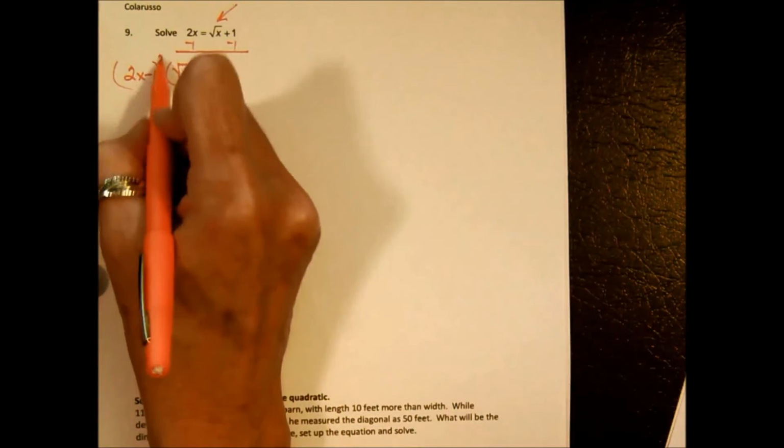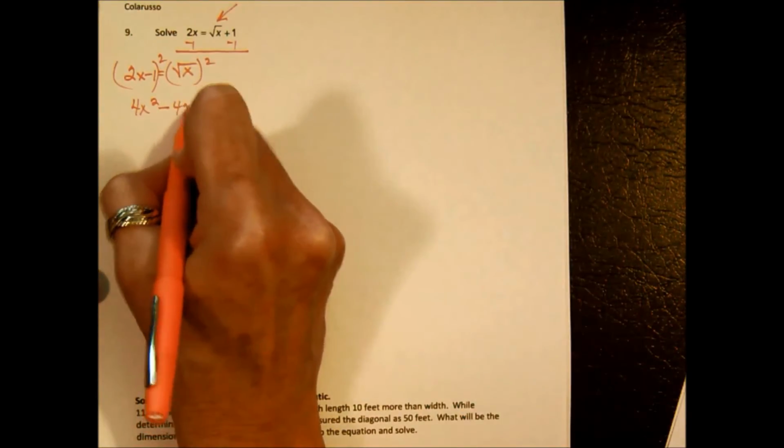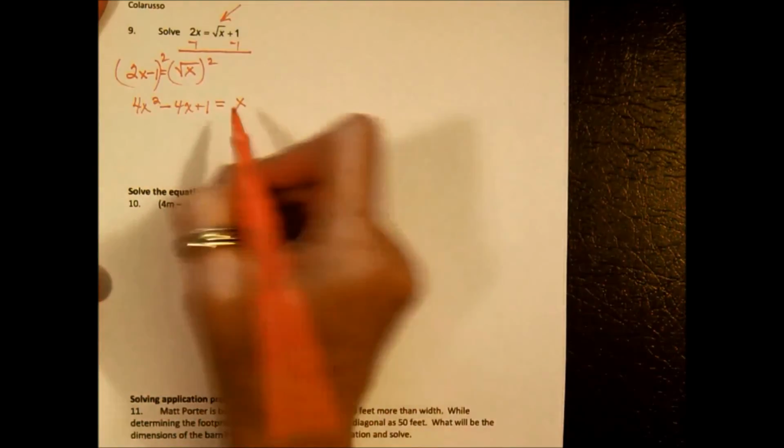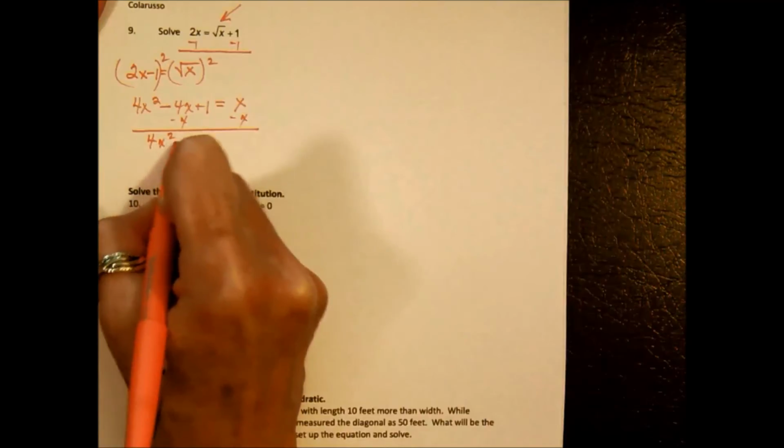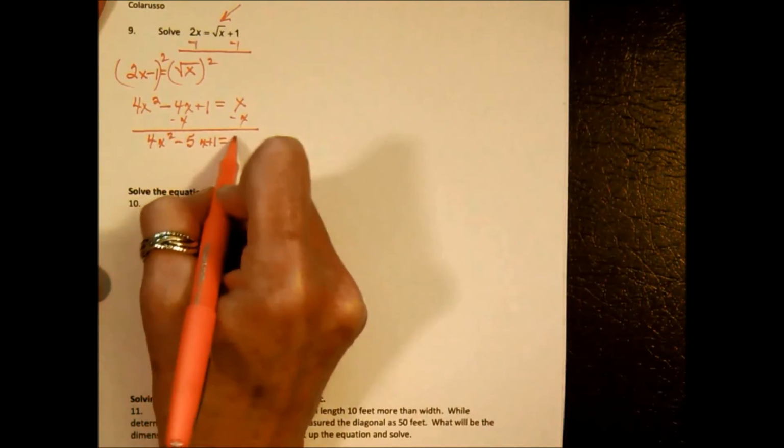So I square. Remember, this is a FOIL. Write it twice and FOIL it. When you do, you're going to get 4x squared minus 4x plus 1 equals x. Now since I see the squared term, I know it's quadratic, I want to get everything on one side equal to 0. So I'm going to subtract an x. I have 4x squared minus 5x plus 1 equals 0. Again, I'm going to see if it's factorable before I use that quadratic formula. So 4 times positive 1 is positive 5.